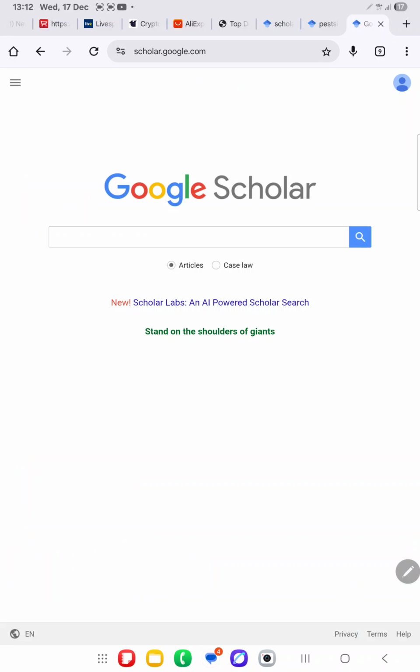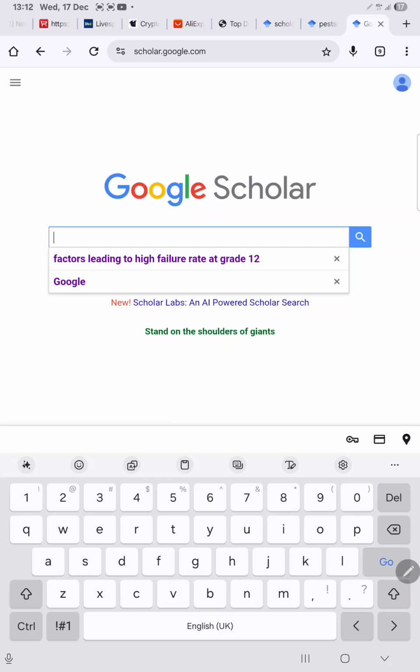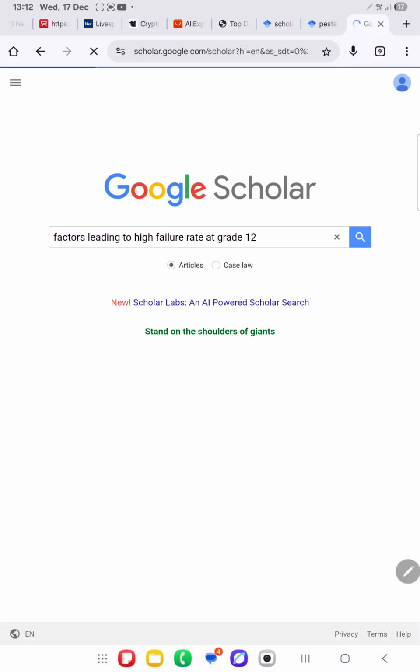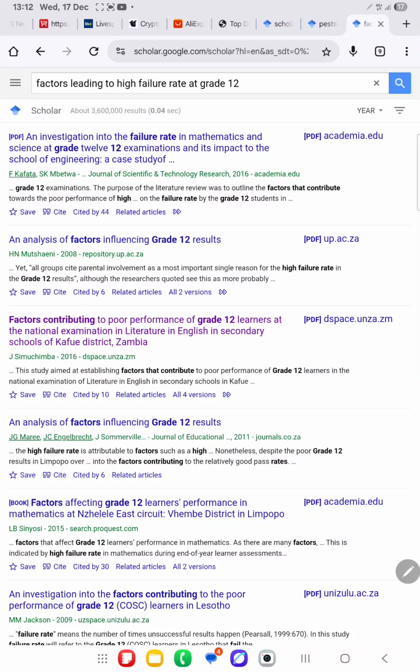So if our objective, if our research topic is looking at, let me take for instance, if you're looking at factors leading to high failure rate, imagine if that was our first objective, which is factors leading to high failure rate at grade 12. So what do you do? You come, you just write factors leading to high failure rate at grade 12. So you write it like that. So when you write it like that, they will bring you scholars.